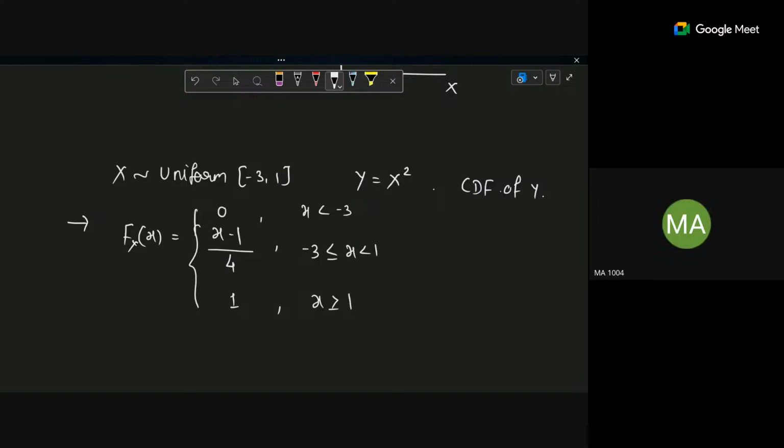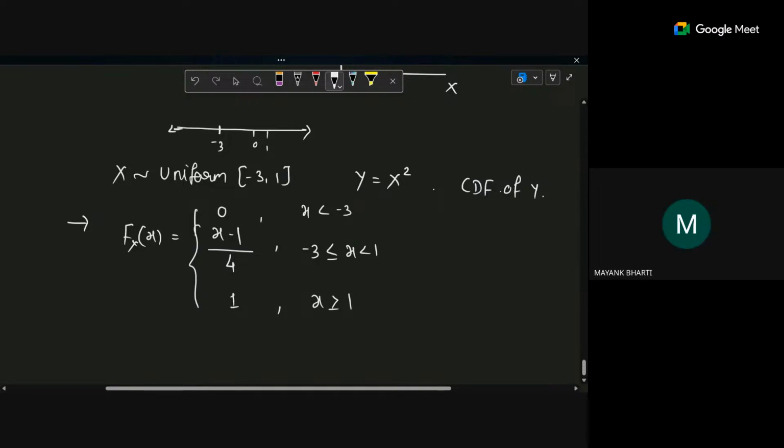Okay, see, whenever minus 3 to 1 is there, the best way is to plot on the real line. Minus 3, let's say 0 somewhere here, 1 somewhere here, right? This is your real line. Now, what is CDF? CDF is the cumulative distribution function. That means it will add all the previous probabilities, right? Now, till minus 3, do you have any event? No. So obviously the CDF will be 0. There is nothing to add here. Now, from minus 3 to 1, there is an event, that is the uniform distribution.